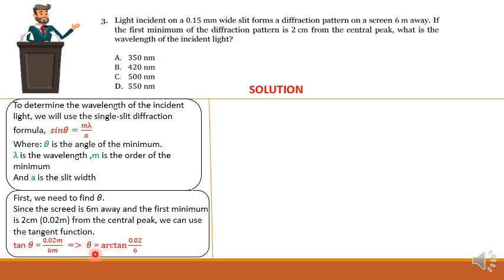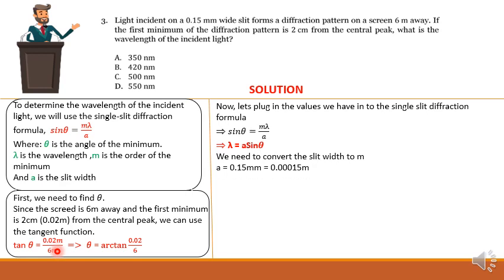First, we need to find theta. The screen is 6 meters away from the slit, and the first minimum is 2 centimeters, which is the same as 0.02 meters, from the central peak. We can use the tangent function, tan theta, which is given by opposite over adjacent. So theta is the arctan of 0.02 over 6.